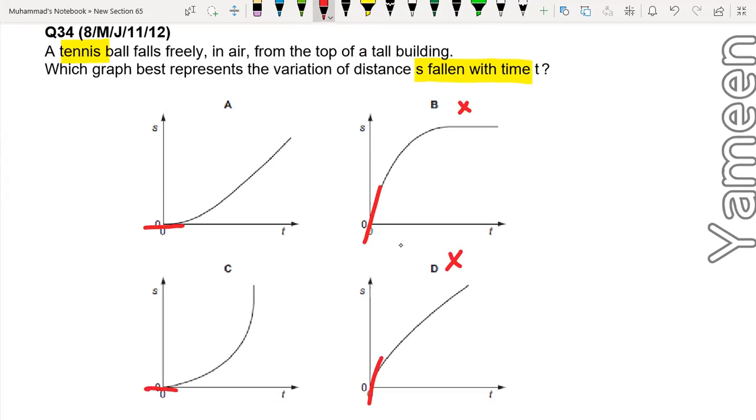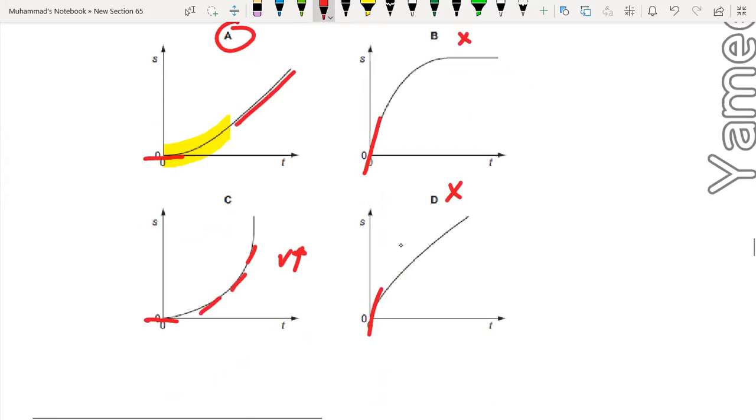So that's why I just ignore these. Over here we can say it is 0, but the gradient is continuously increasing. So velocity is continuously increasing. It is not reaching the terminal velocity. The gradient should become constant. And in option A, the gradient increases till this point, and after that it becomes constant. So velocity is constant. So that's why option A is correct.